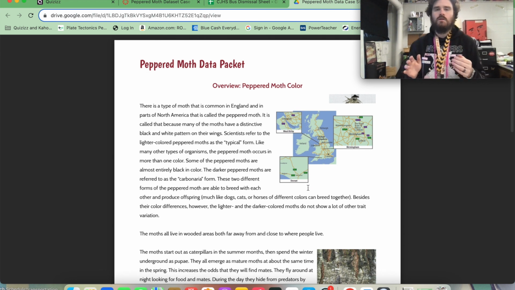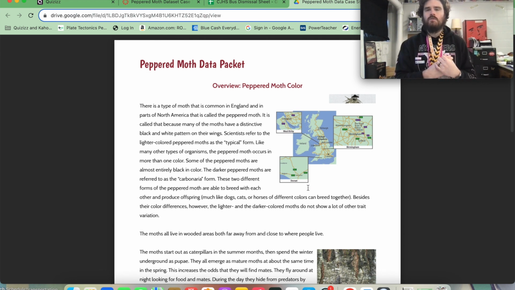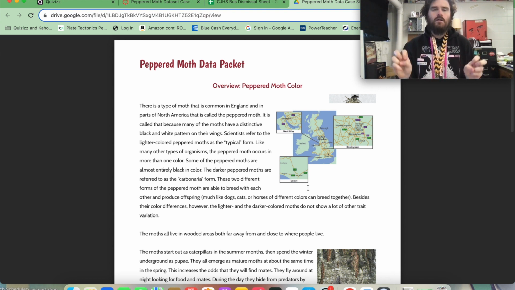So basically what you need to know is there's a kind of moth in England and North America. It's really common. It's called the pepper moth. The peppered moth comes in 2 forms. You have a typical form that's kind of a light color with some dots on it. Looks kind of like pepper, right? But then you have another form they call the carbonaria form. It is a dark form. So you have light and dark.